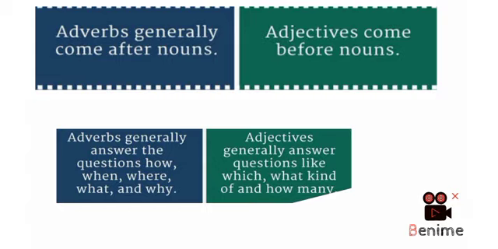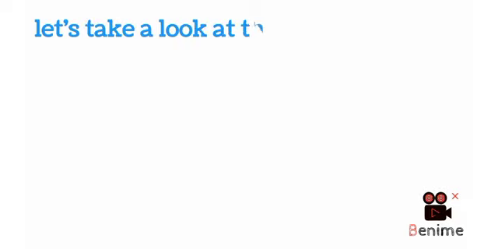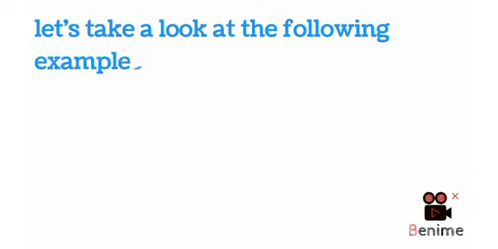While on the other hand, adjectives give us information of which type of noun, what kind of noun, and how many in number. So in essence, adjectives deal with nouns strictly, while adverbs deal with what? Verbs, adjectives, and other adverbs.